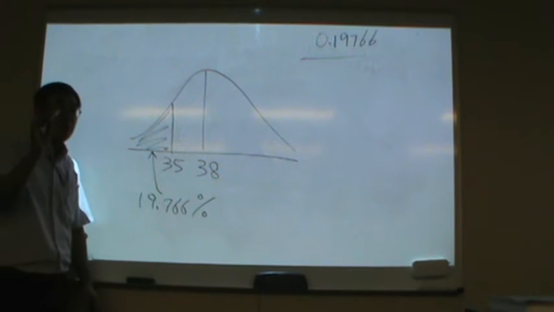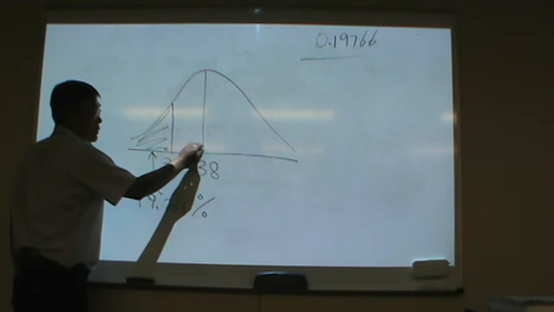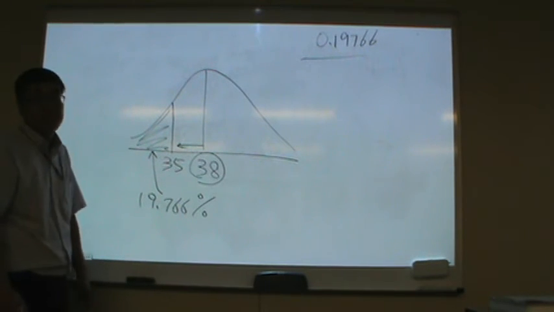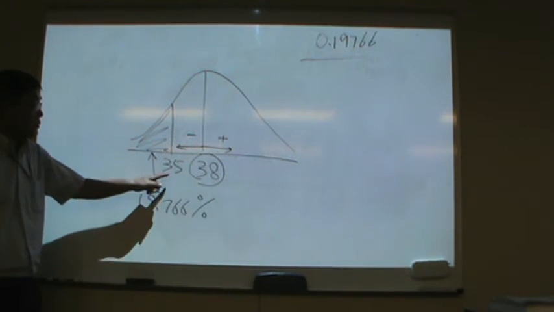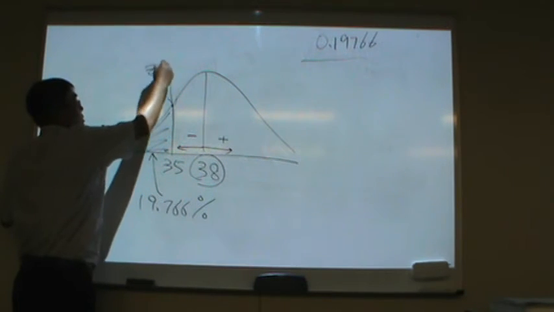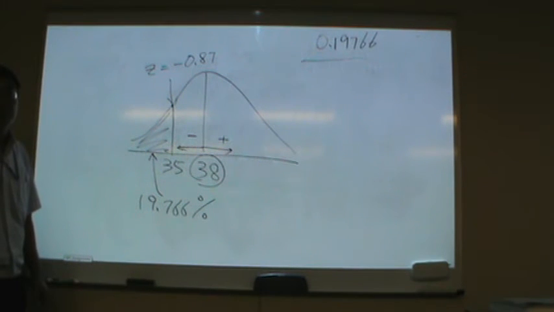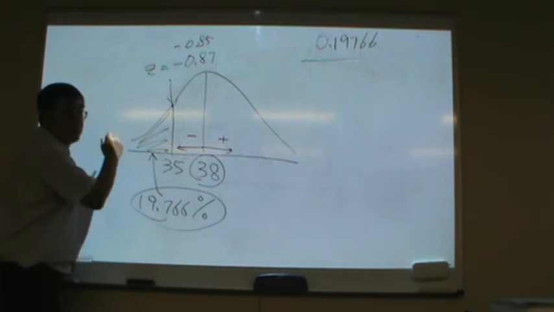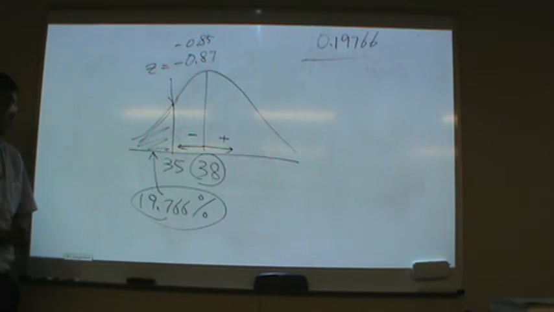Normal distribution and standard deviation. Z-score. From the mean, left side is negative, right? Right side is positive, right? So the z-score was negative 0.87, right? But we take 0.85, right? Got it? Got it.